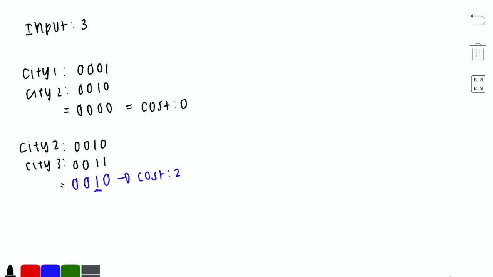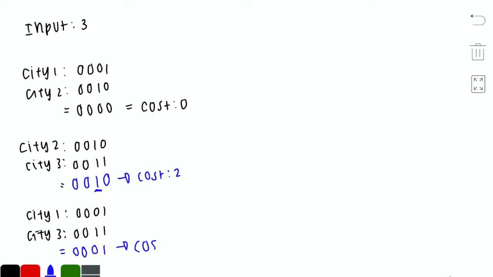Now let's look at our last pair of possible cities, which is cities 1 and 3. So in this case, if we were to perform the bitwise AND operation, we would get 0, 0, 0, 1. So then this would be a cost of 1. And so the answer to this input of 3 would be 3, because we would just add these two costs. And we notice that by building roads between cities 1 and 3 and between cities 2 and 3, we ultimately connect all cities that are given.